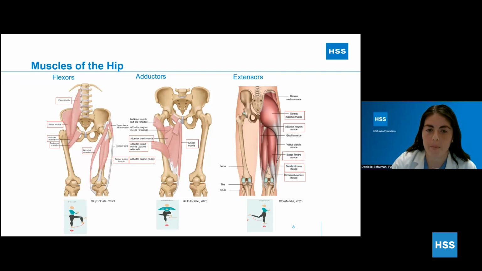So here, for example, circled in red are examples of muscles belonging to that certain category, like the hip flexors: the psoas muscle, iliacus, pectineus. And below is an image showing the movement in which these muscles play a role. We can go to the next slide.